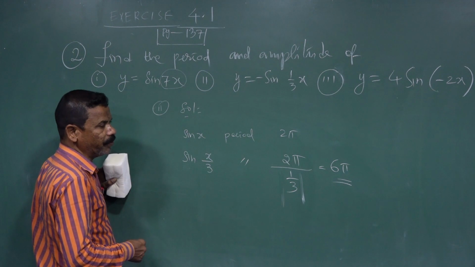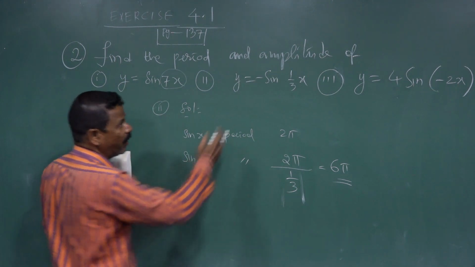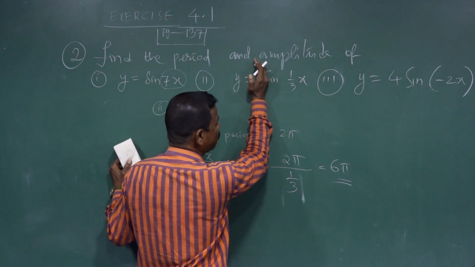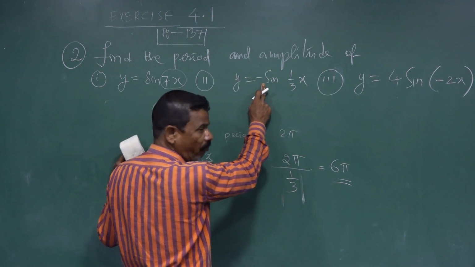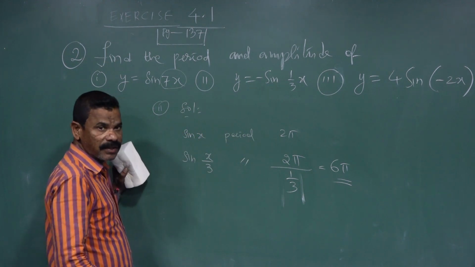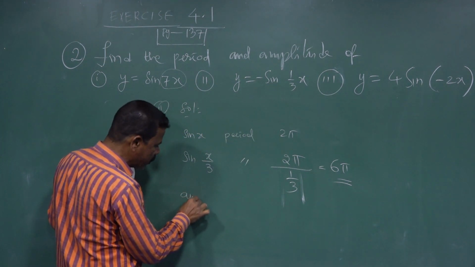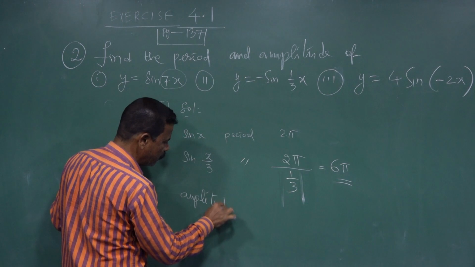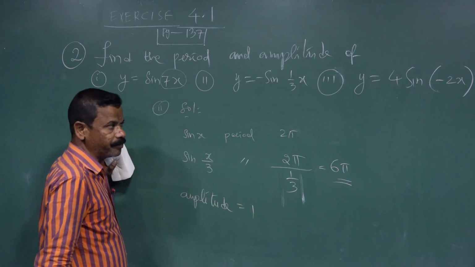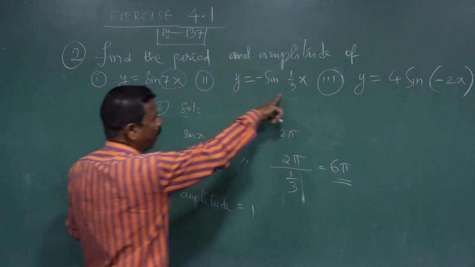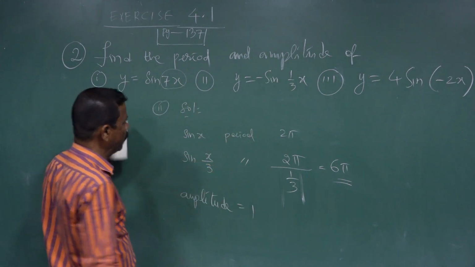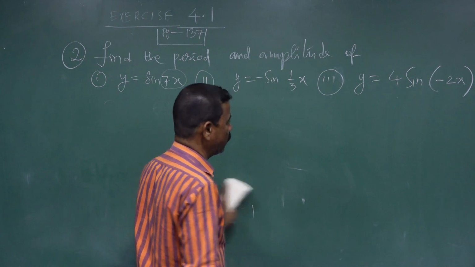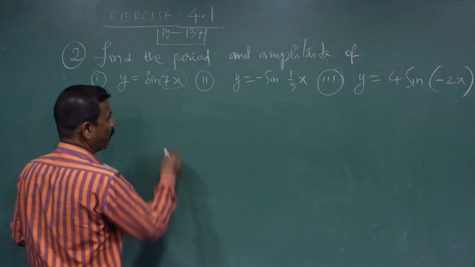And amplitude: amplitudes are all the same. Here if any positive multiplication is there, we multiply by this value. But here only 1, not considered minus. So amplitude is also 1. Here amplitude is 1 and 1, but the periods are different. And in the third problem, something different.